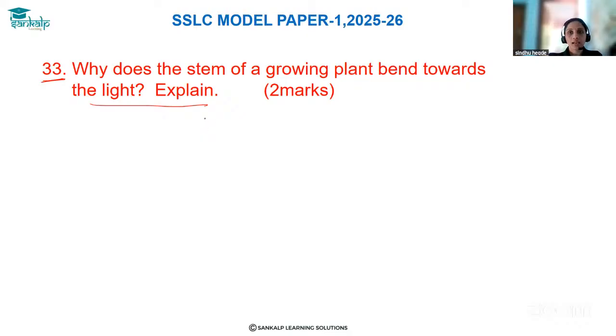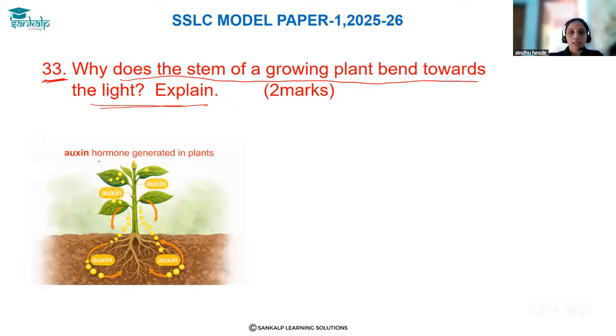Hello everyone. I will repeat this question. Question number 33. Why does the stem of a growing plant bend towards the light? Explain. See, one type of hormone is generated in plants that is called auxin. This is the main reason for the stem of a growing plant to bend towards the light.